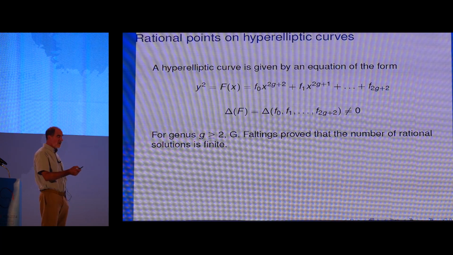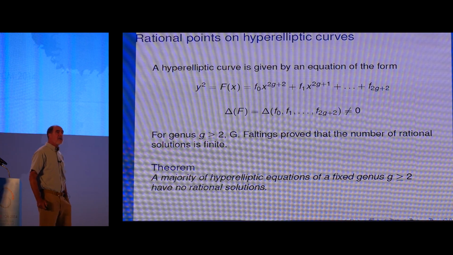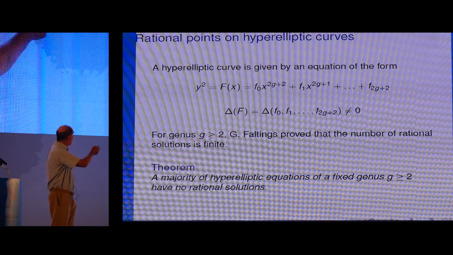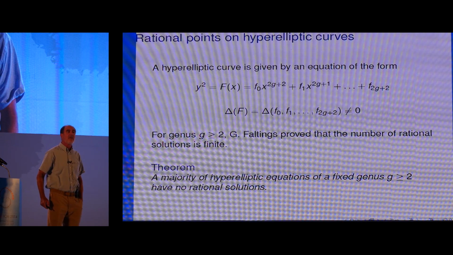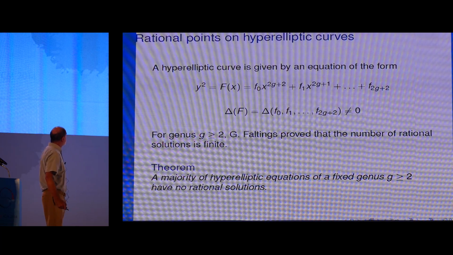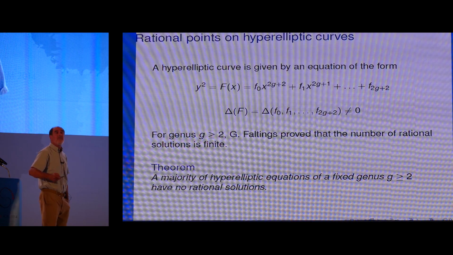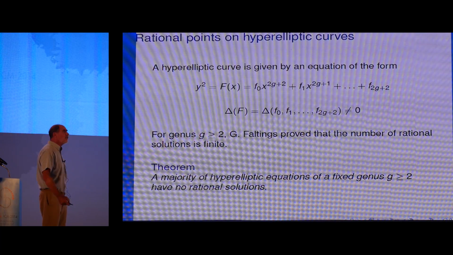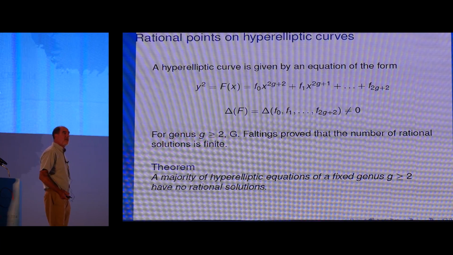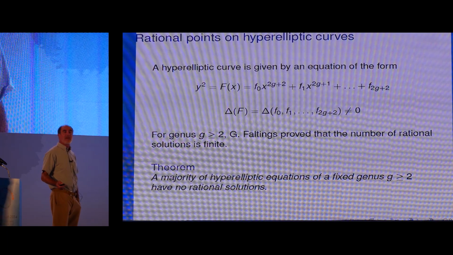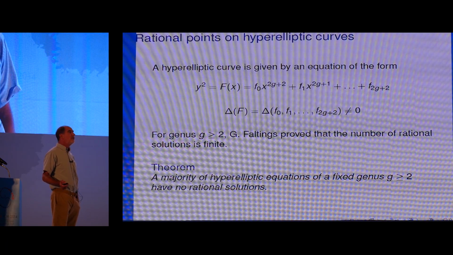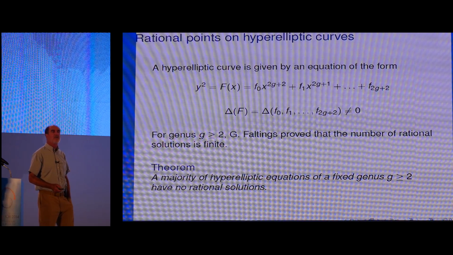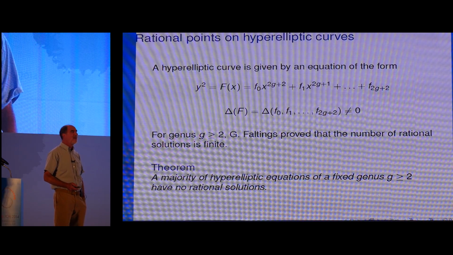Well, Bhargava showed much more. He showed that a majority of these equations have no solutions whatsoever. Namely, for no value of x when you put it in this polynomial, is it going to be a square. And not only is it a majority, meaning more than 50%, but it tends to 100% very quickly. Namely, once you get the genus to at least 10, at least 99% of hyperelliptic curves have no rational points at all, which teaches us that if we're going to work with the arithmetic of curves, we better learn how to work with curves that have no rational points.